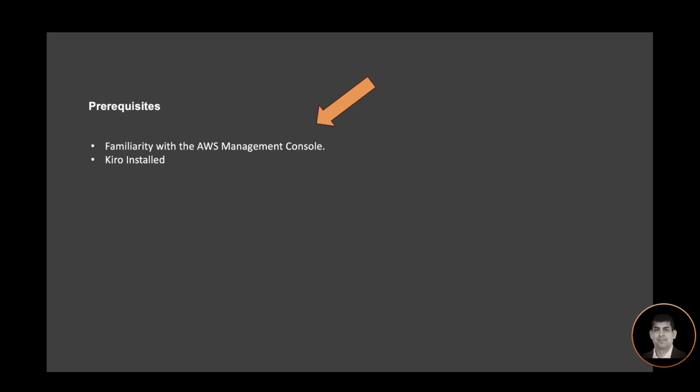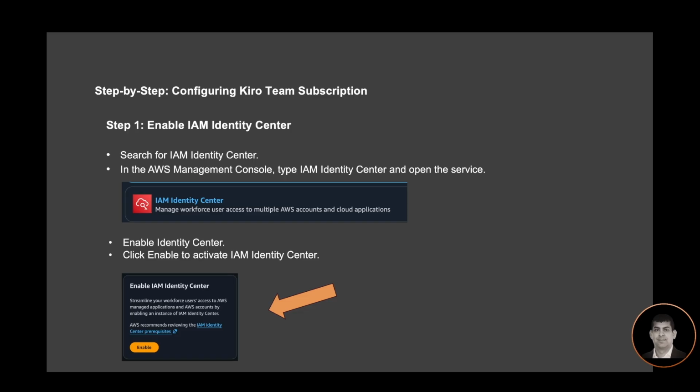To follow this flow, you need to be familiar with the AWS Management Console, and of course you need to have Kiro installed, because once we have the URL, you need to provide that URL to log into Kiro. There are two parts at a high level. In order to configure the Kiro team subscription, first you need to enable IAM Identity Center, and second, you configure Kiro.